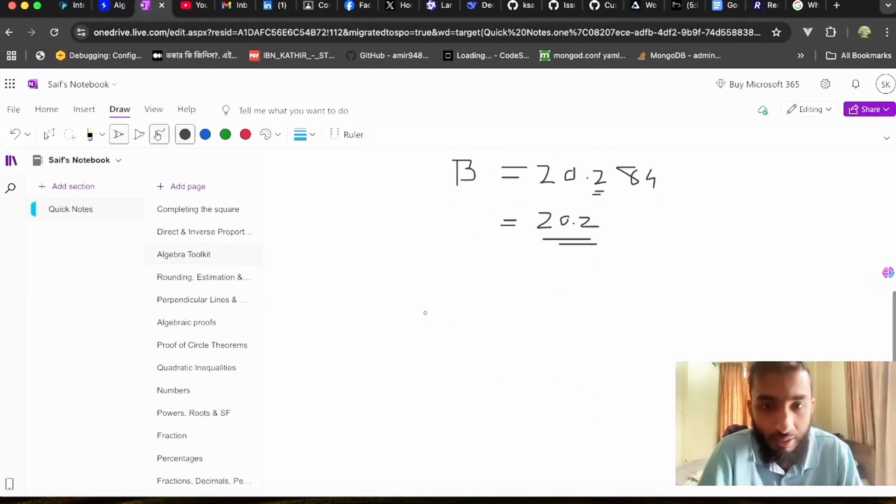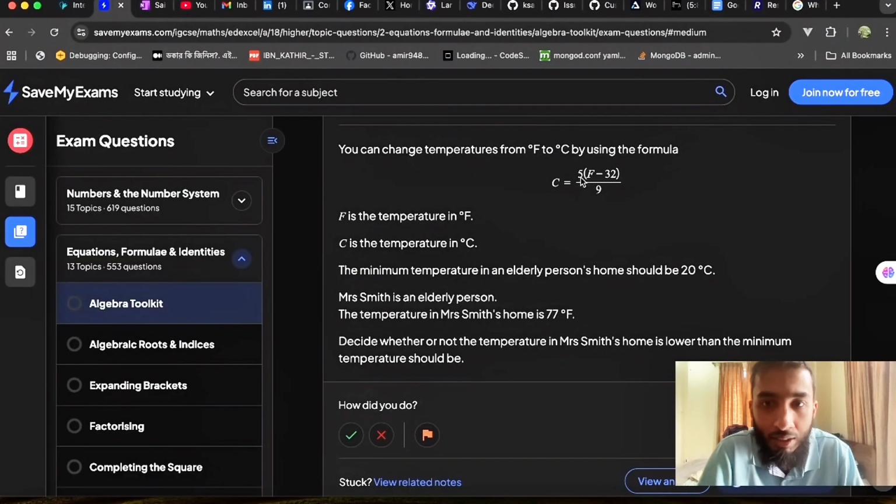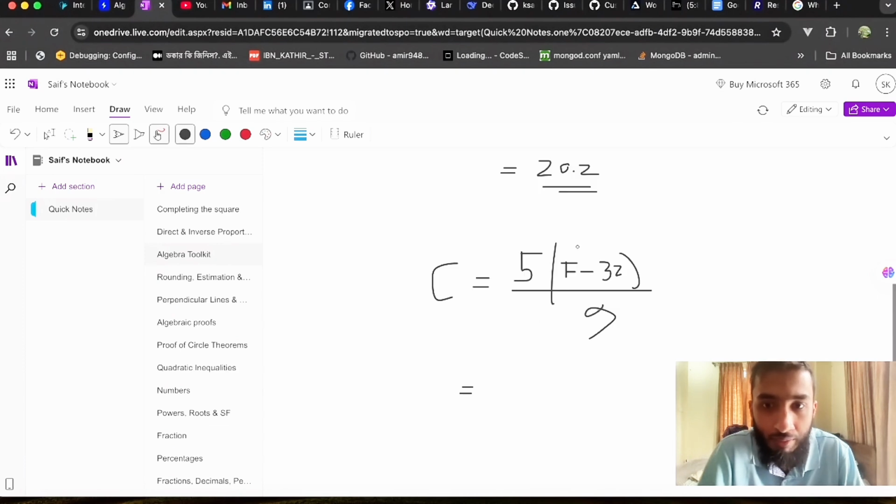So what is the formula? The temperature in Celsius equals 5 multiplied by Fahrenheit F minus 32, divided by 9. Okay, this is the formula. If the Fahrenheit is 77 degrees, then we get 5 multiplied by 77 minus 32, divided by 9.